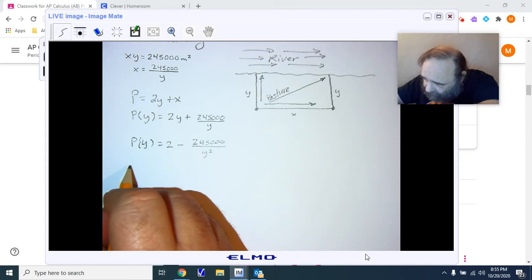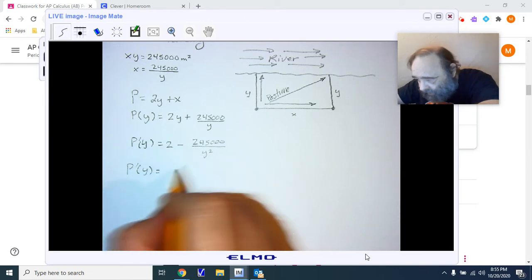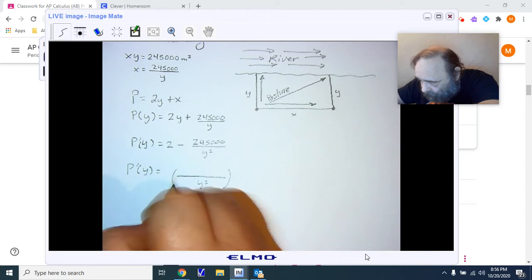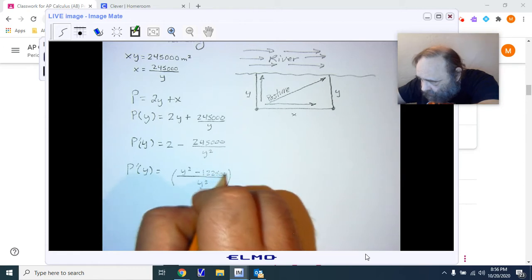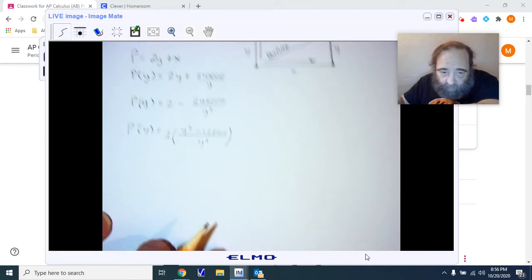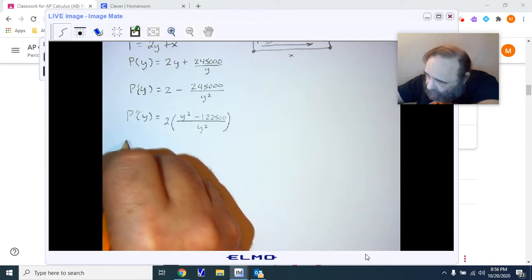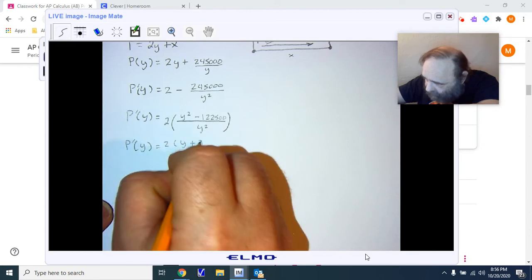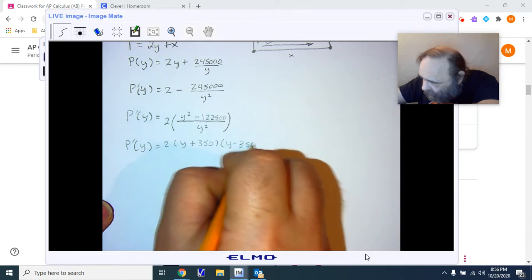I can now do several things. First of all, I can factor out a 2. Second thing I can do is I can get a common denominator, and that common denominator will be y squared. So I'm going to have y squared, 122,500, and I factored out the 2 in front. Now this actually factors. We're looking at p prime of y is 2, y plus 350, y minus 350 divided by y squared.